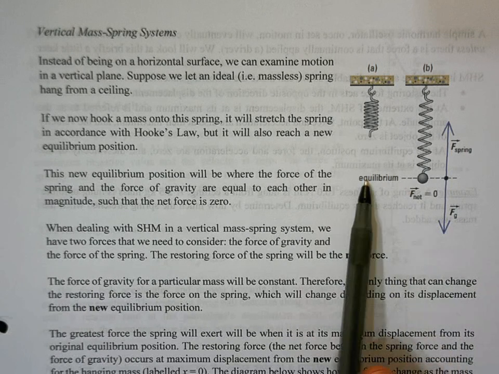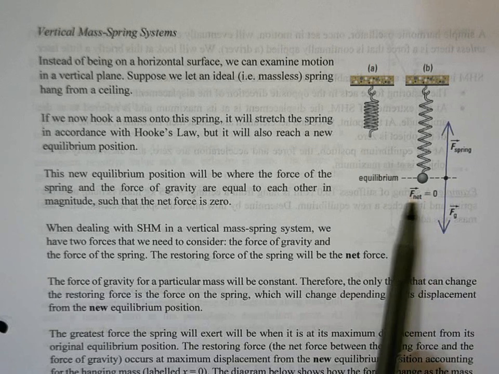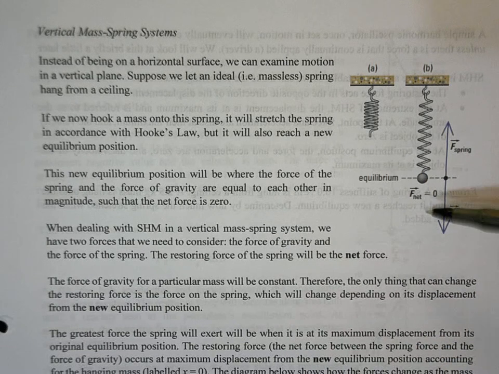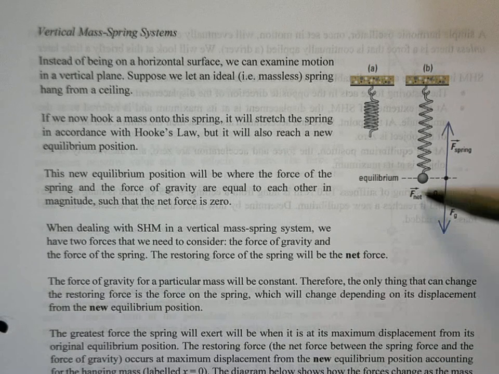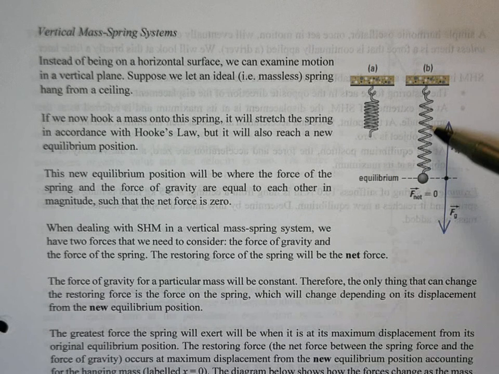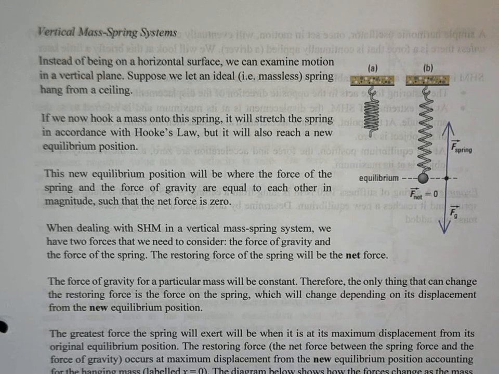So this new equilibrium position, this is where the net force on this object is going to be 0, because that mass is going to have a force of gravity trying to pull it down, but where it's resting, that is going to be balanced out by the force of the spring acting on it, or that restoring force rather.